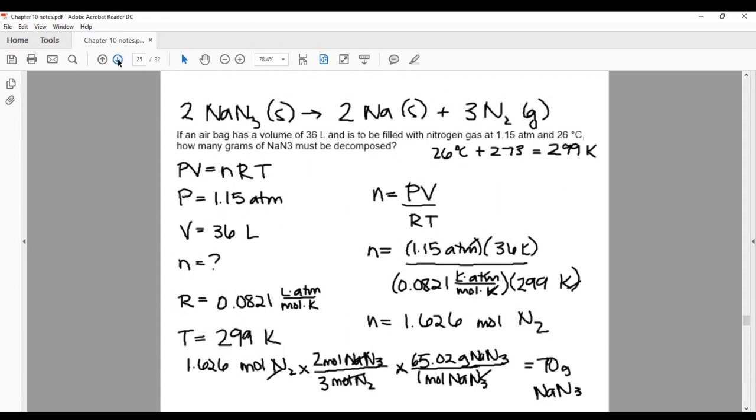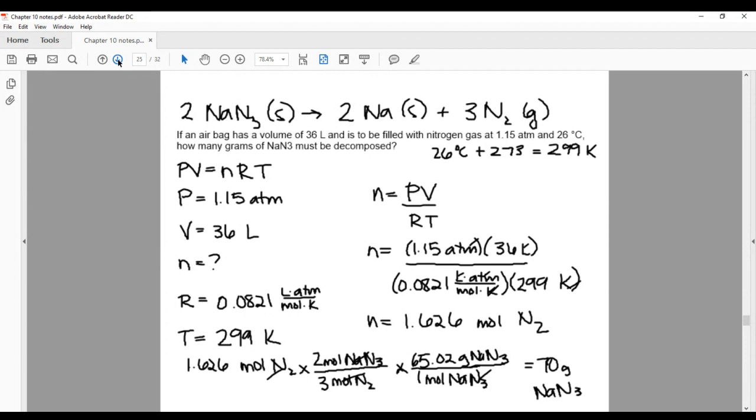So an airbag is a volume of 36 liters. It's going to be filled with nitrogen gas at 1.15 atmosphere and 26 degrees Celsius. How many grams of NaN3 must be decomposed? Okay. So we're given pressure, we're given volume, we're given temperature of nitrogen gas. And we want to know how many grams of sodium nitride has to be decomposed. Okay?